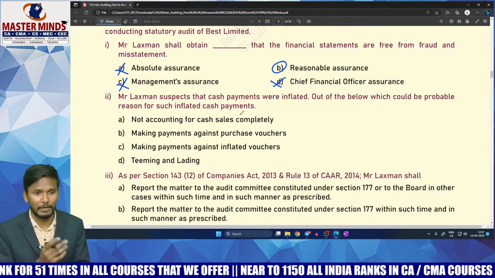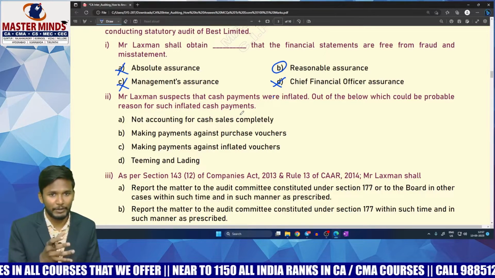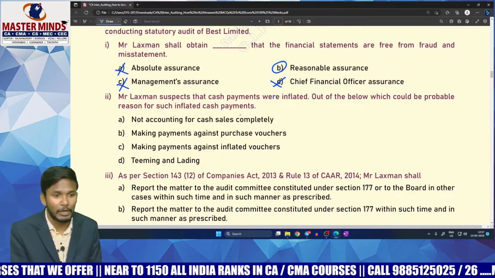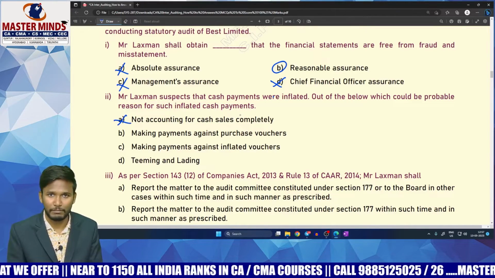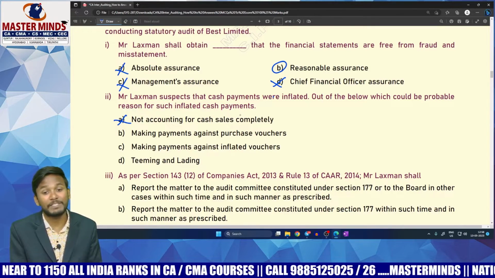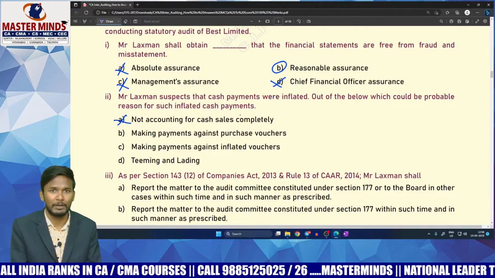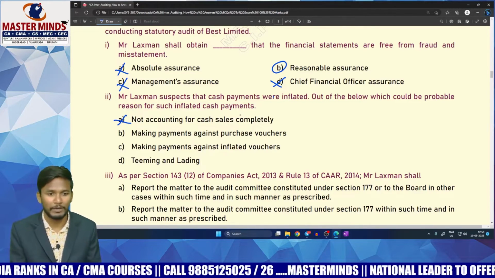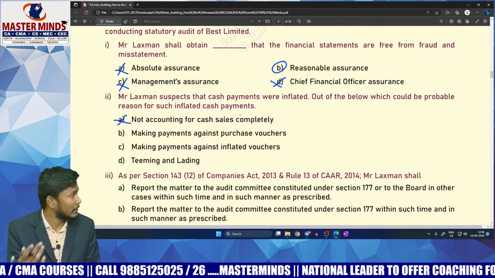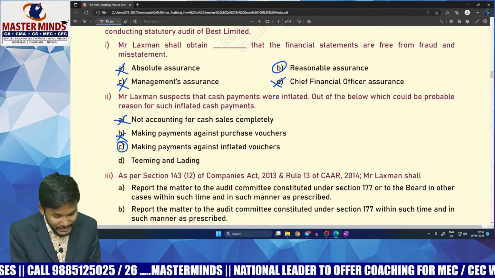Yes, let's see. Option A, not accounting for cash sales completely. When you say cash sales, it talks about receipts or payments? Receipts. But our question is about payments. So option A is completely scrapped off. Correct, na? Next. Option B, making payments against purchase vouchers. If there is a proper voucher, how come it becomes inflation? No. Next. Option C, making payments against inflated vouchers. What is the meaning of inflated? The vouchers whose value has been increased. So this seems to be somewhat justifiable now.